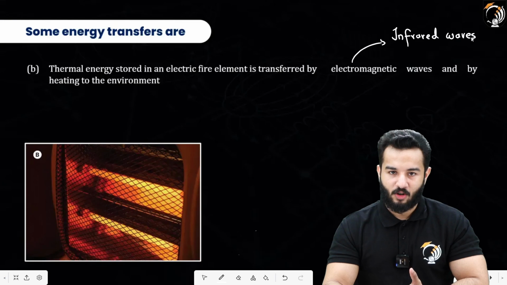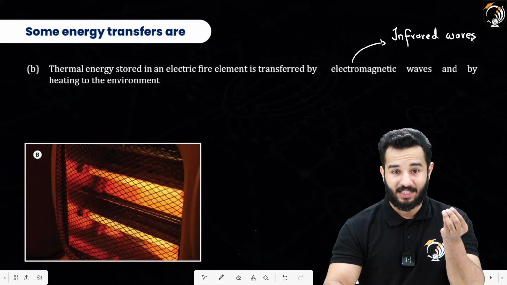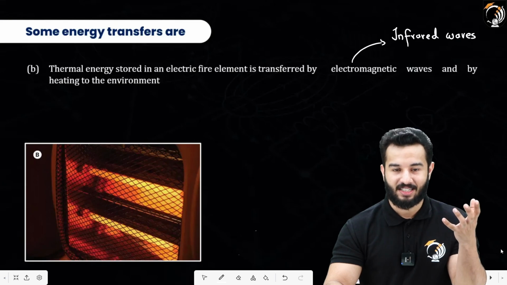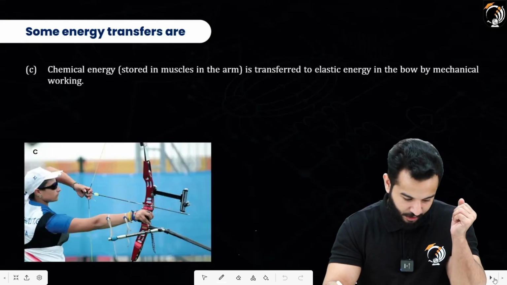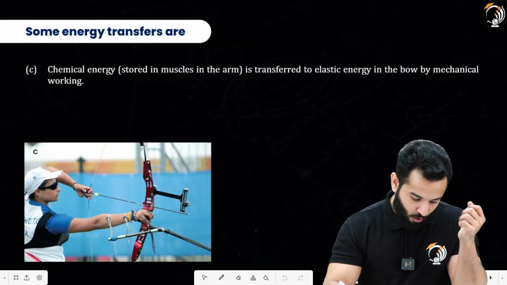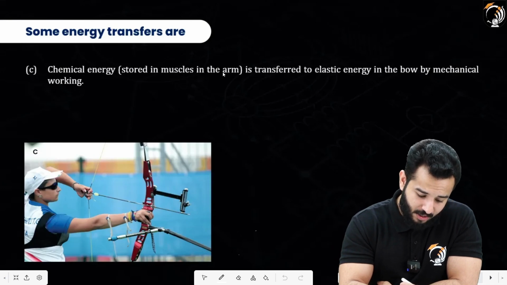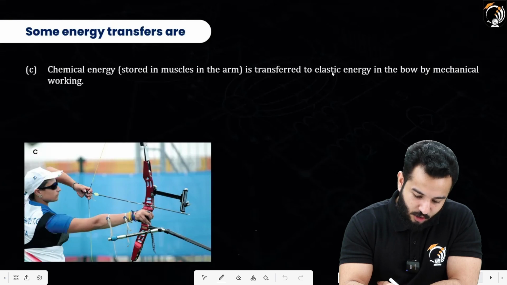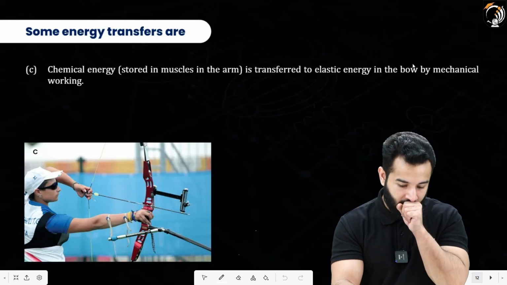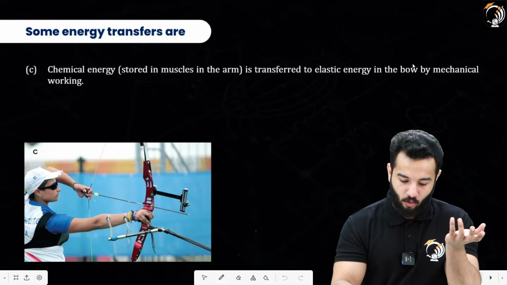Although every wave has got energy, it's not just infrared, but if something is red hot, the maximum amount of energy coming out of it is infrared. From the sun also we talk about ultraviolet and infrared. These are the major portions along with the visible radiation. Then when we talk about chemical energy, by the way, this one is stored in the muscles in the arm. It's transferred to elastic energy in the bow by mechanical working. So this is also a good example, right? Starting from chemical energy in your muscles, converting into elastic energy, and then converting into kinetic energy, right?